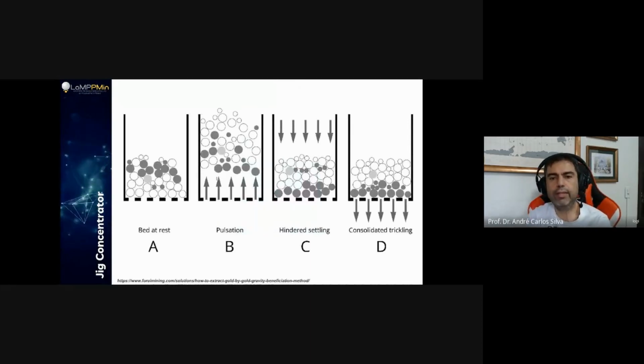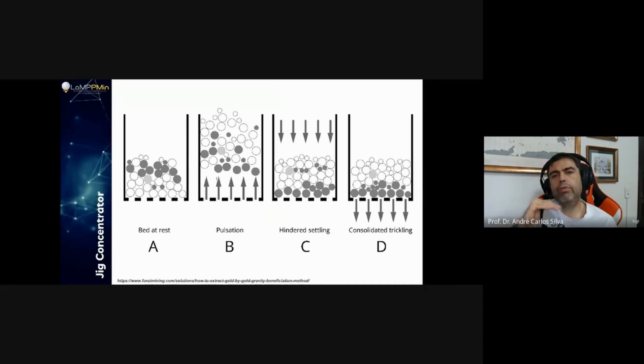In this picture, you can see that if the bed is not disturbed, you're going to see an arrangement of particles that is completely random. That's not a problem at all. But when you start your pulsation, when you start your pulse, then you can see that the particles go into some sort of order. They're going to move, and they're going to move in an orderly way.